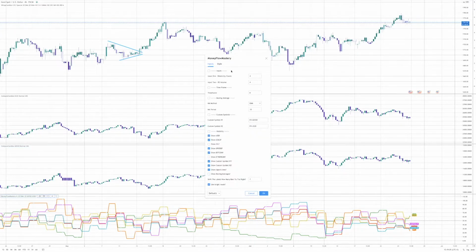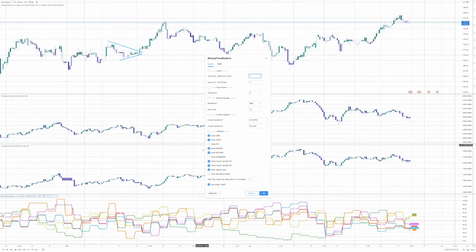I've already mentioned it's one of my favorites. There are two inputs, input 1 and input 2. We have the time frame, the moving average method, and the moving average period. This is the moving average of the actual indicator, the signal line, so to say. For custom symbols, we have the Ger30 and the US 30. Custom symbol 1 is the fuchsia and custom symbol 2 is the aqua.